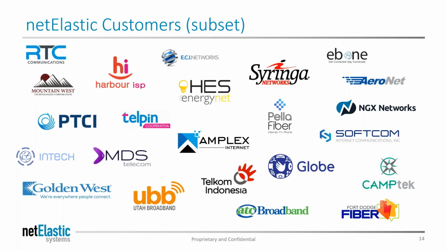We've got a lot of customers now across the globe. So customers from large telcos like Golden West and PTCI, all the way to small municipal networks like Pella Fiber, which is a small city in Iowa, which is using our CGNAT solution specifically for their fiber to the home applications. So lots of really good customers, mostly in the rural and suburban broadband space.